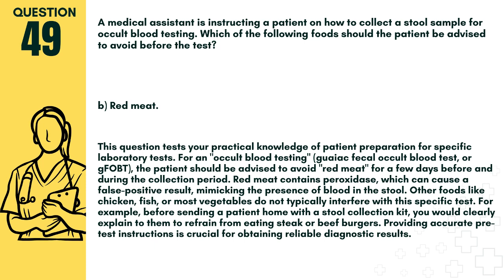This question tests your practical knowledge of patient preparation for specific laboratory tests. For an occult blood testing, guaiac fecal occult blood test, or GFOBT, the patient should be advised to avoid red meat for a few days before and during the collection period. Red meat contains peroxidase, which can cause a false positive result, mimicking the presence of blood in the stool. Other foods like chicken, fish, or most vegetables do not typically interfere with this specific test.